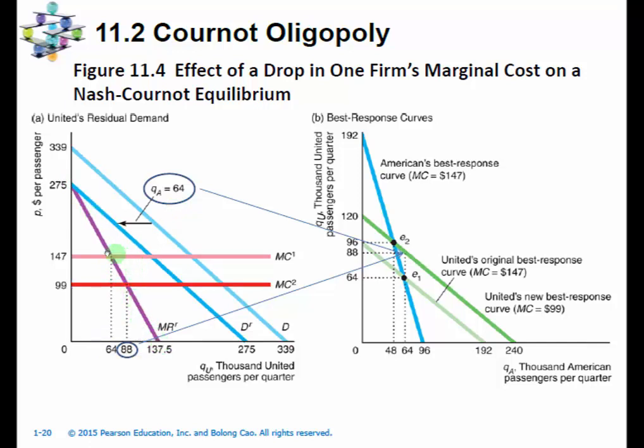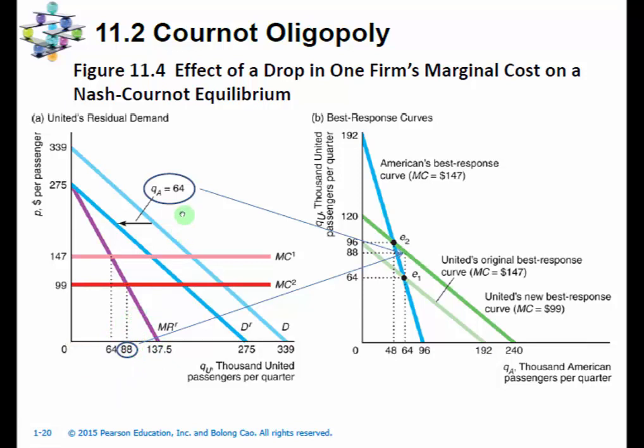The only thing that is different is the marginal cost curve. Instead of a marginal cost of $147, now the marginal cost curve has declined to $99. That means given this marginal revenue curve, United would like to produce 88 units instead of 64.